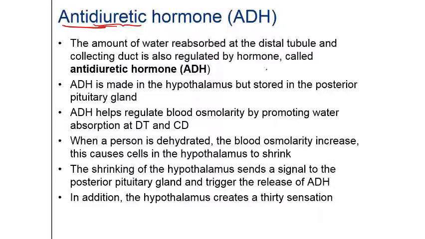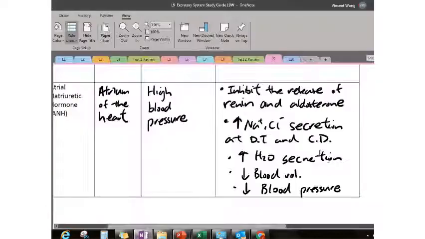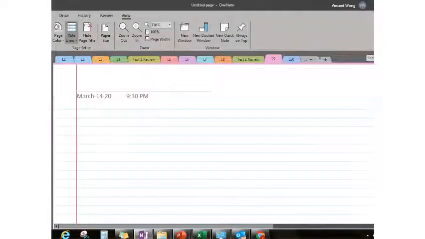Typically speaking, the distal tubule and collecting duct is not going to absorb water. It will only do that if your system has ADH in it. Okay, so ADH is made in the hypothalamus, but then it's stored in the posterior pituitary gland. So let me explain that a little bit more for you in this diagram.